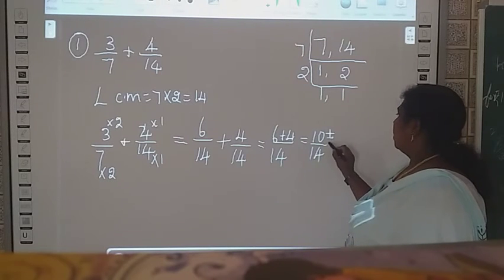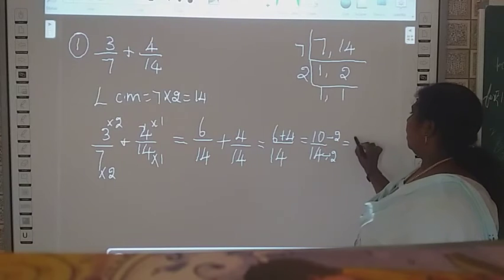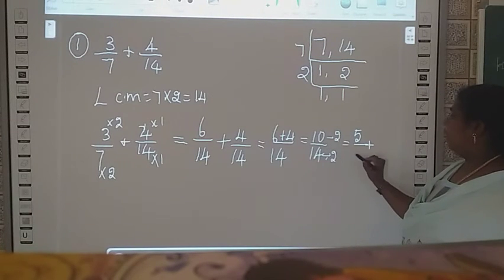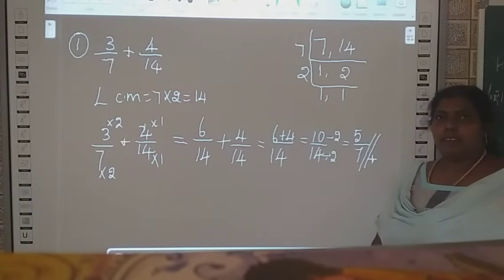We can reduce because 10 and 14, these two numbers, are divisible by 2, isn't it? Divide 10 by 2, here also divide by 2. 10 divided by 2, how much? 5. Here 14 divided by 2 is 7. It's a proper fraction. Do you understand?